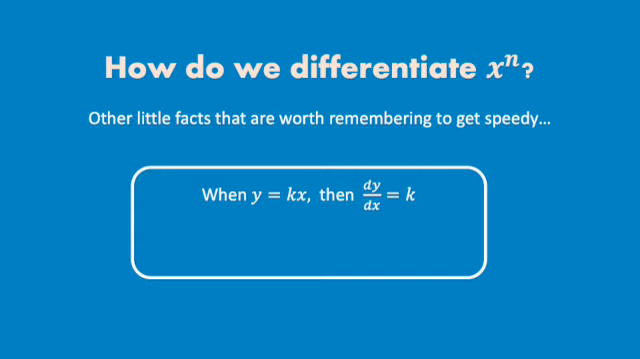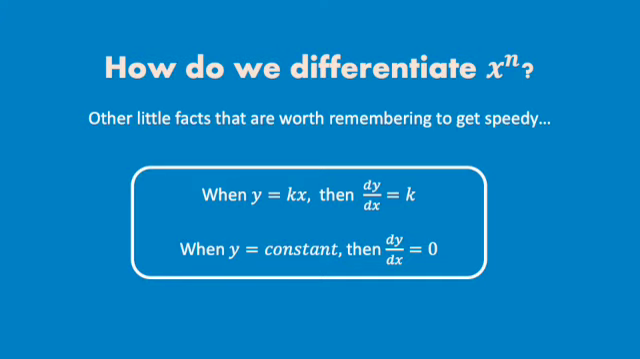Or you can just learn this trick. Really handy. So if y was equal to, say, 10x, the differential would just be 10. If y was equal to 2x, the differential would just be 2, all right? Another really helpful one is if your y was equal to a constant, so there was no x there at all, it was just 5 or something. When you differentiate that, you simply get 0, all right?